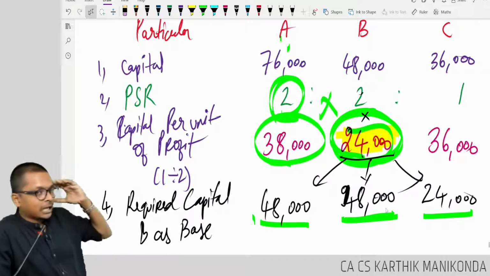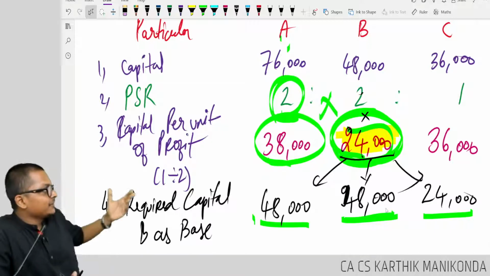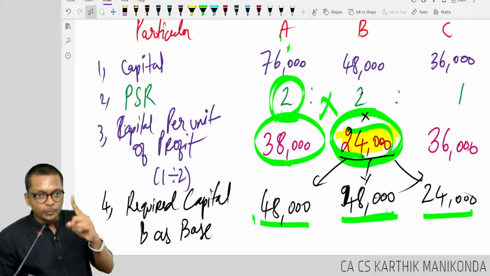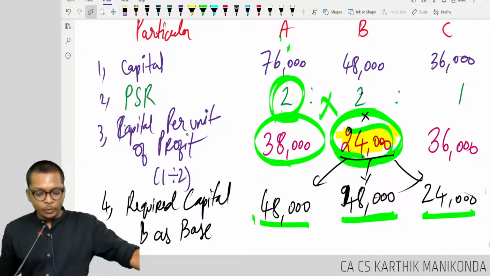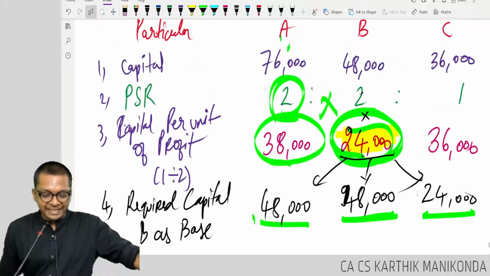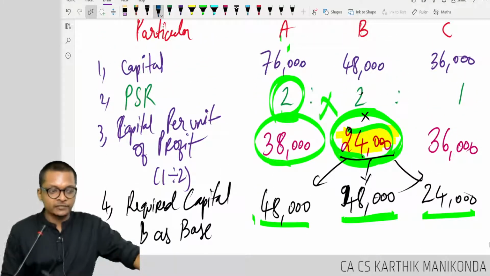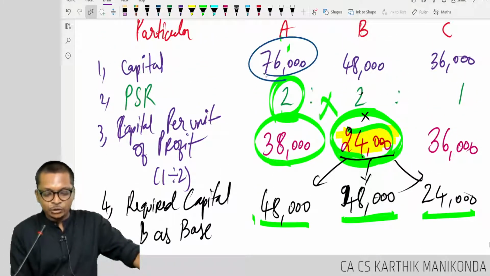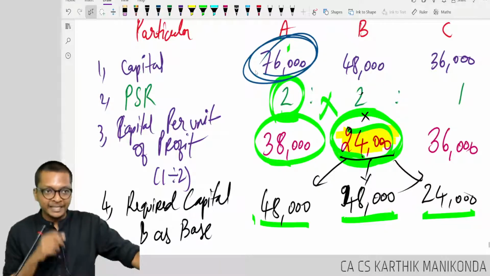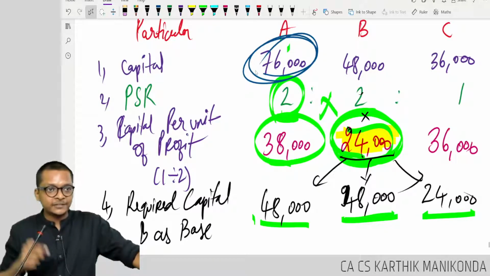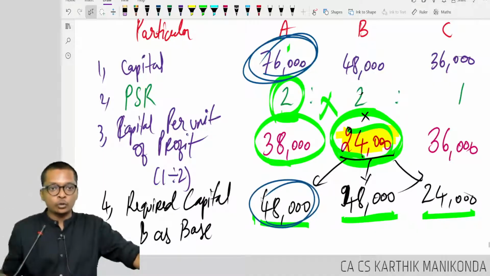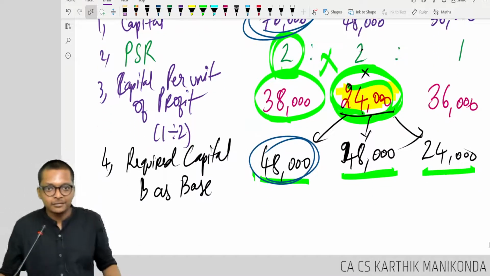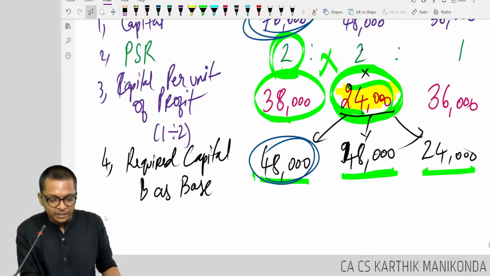C is saying, unnecessarily, I invested 36,000 for 1 rupee. I should have invested only 24,000. So now we want to find out how much excess each of them contributed. Look at this. A should have contributed only 48, but he gave 76 for 2 units. So how much extra did A give? 76 minus 48.